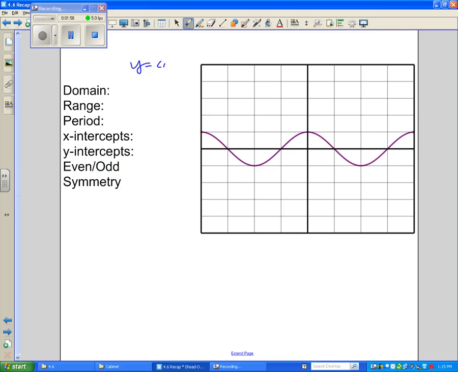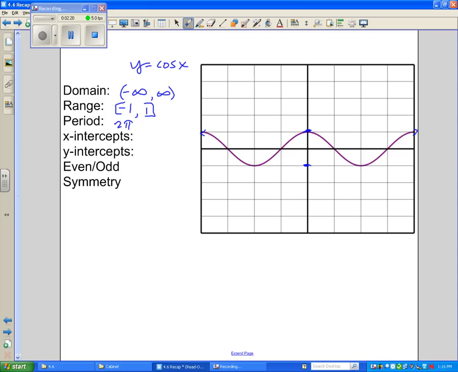For cosine, very similar. A lot of these things are the same. Notice this goes on forever left and right. So the domain is -infinity to infinity. The range, just like the sine wave, goes from -1 to 1. This is the y value, and it includes it. The period, remember cosine is defined from the unit circle, and it doesn't repeat until it completes the circle.